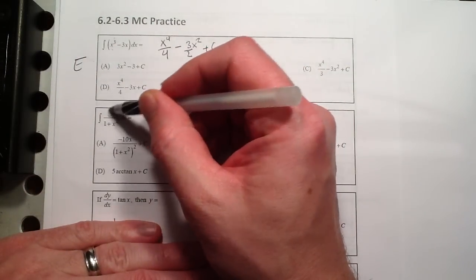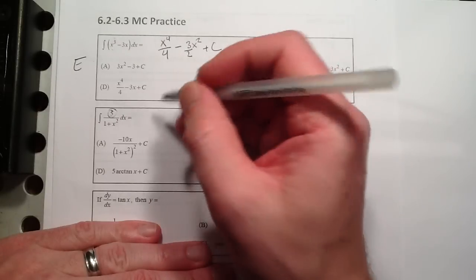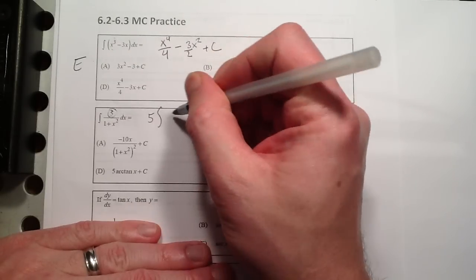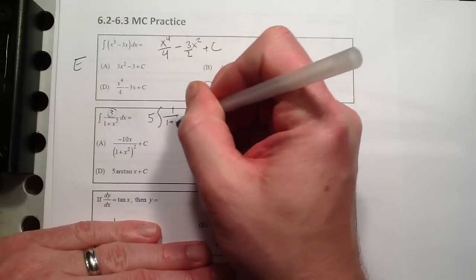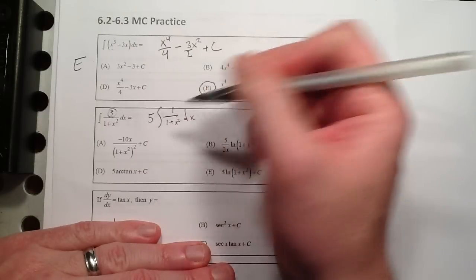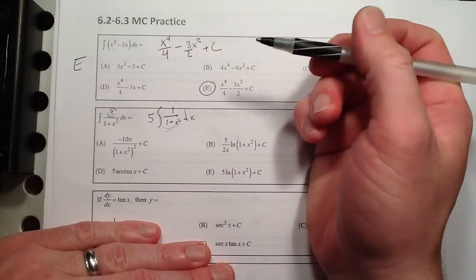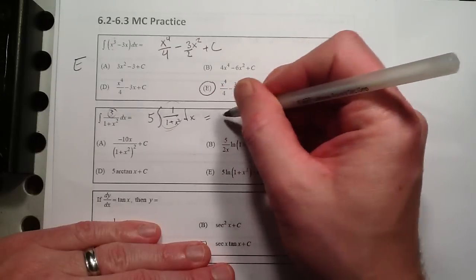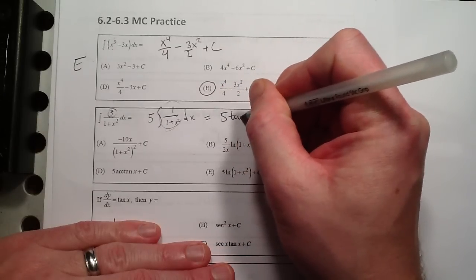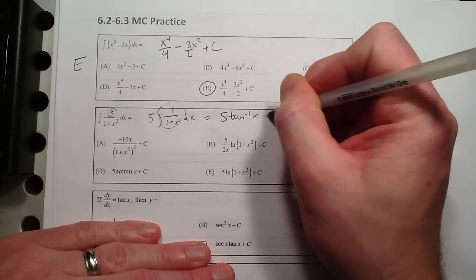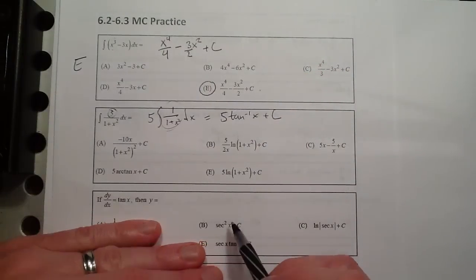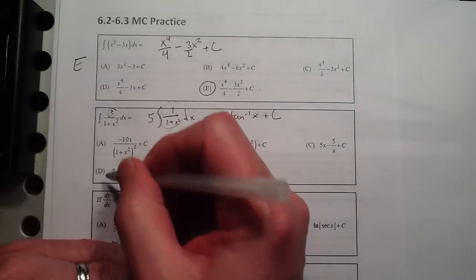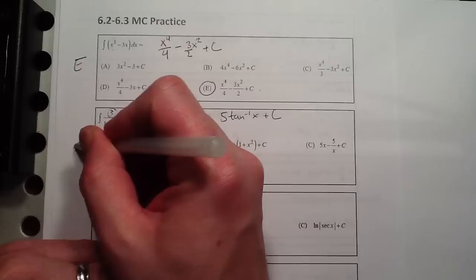Remember that if there's a number in here that you don't want to be there, you can take it to the outside. So this integral is the same as that, taking the 5 to the outside, and that matches up to tangent inverse. So that's 5 times the tangent inverse of x plus c. And remember that arctan means the same as tangent inverse. So that's our answer right there.